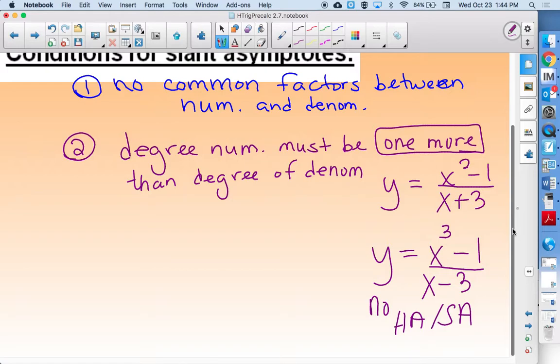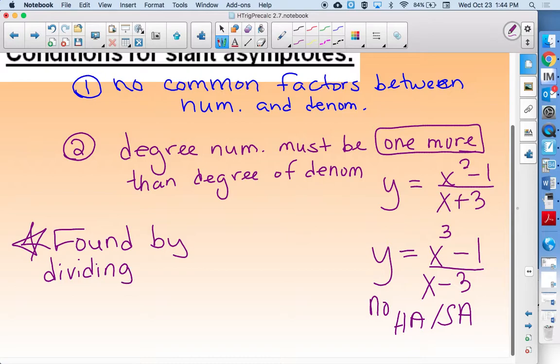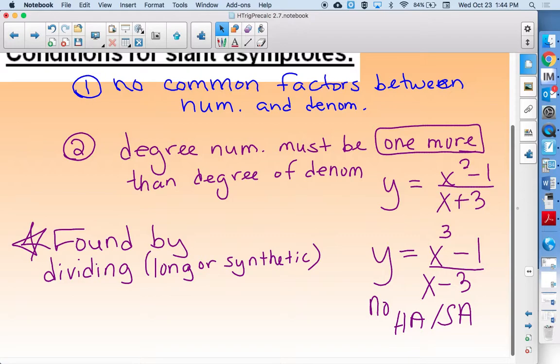We are going to calculate a slant asymptote by dividing, of course. Division kind of appears through different concepts as we work throughout the year. You can use long division if you like long division. You can also use synthetic division. I'm guessing you'll use synthetic division, just a hunch.